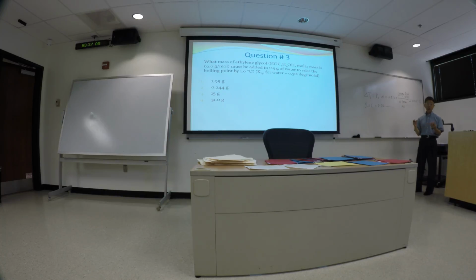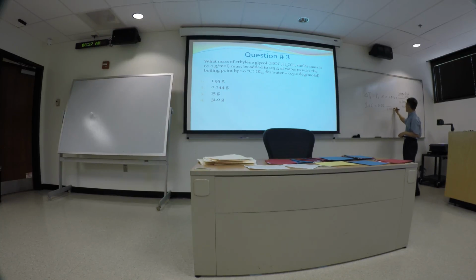Molality is the number of moles per kilogram. We have 125 grams of water, 0.125 kilogram of water. And then how many grams of ethylene glycol do we need to add in there? Well, we don't know. X grams times each mole is equivalent to 62 grams. So if you look at this equation, the only unknown is your X, the mass. You plug in the numbers and do the calculation, and you get 15 grams.